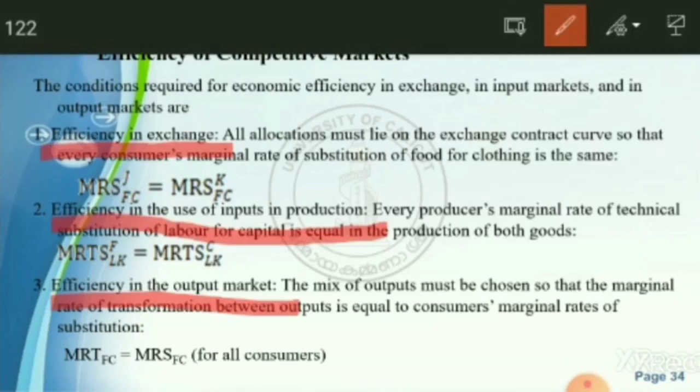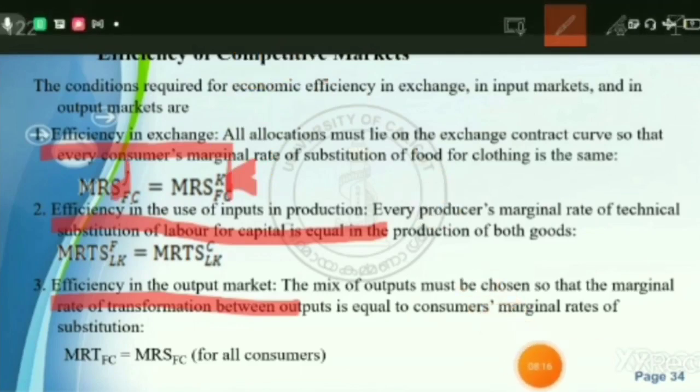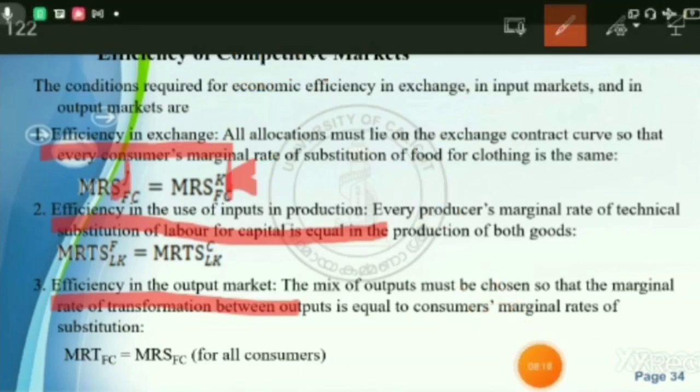All allocations must lie on the exchange contract curve so that every consumer's marginal rate of substitution of food for clothing is the same. That is, the marginal rate of substitution of each person must be the same.